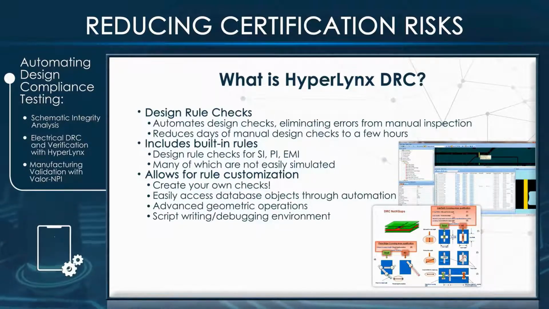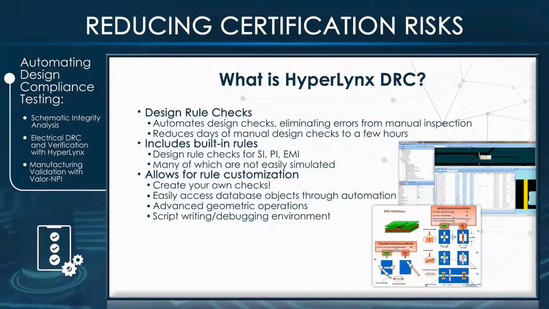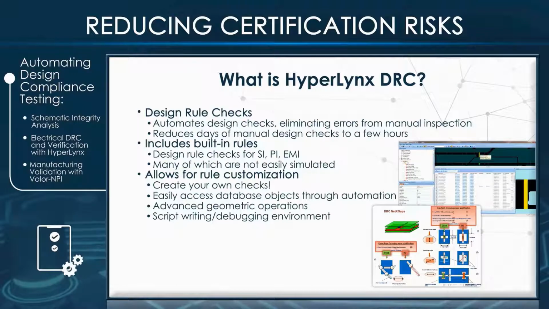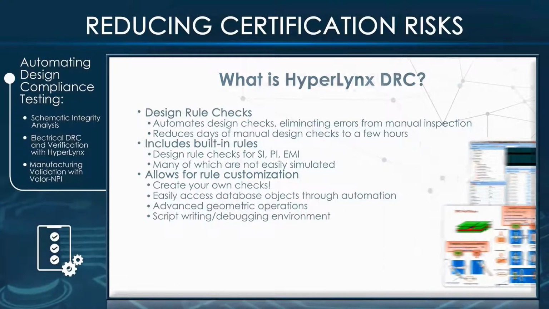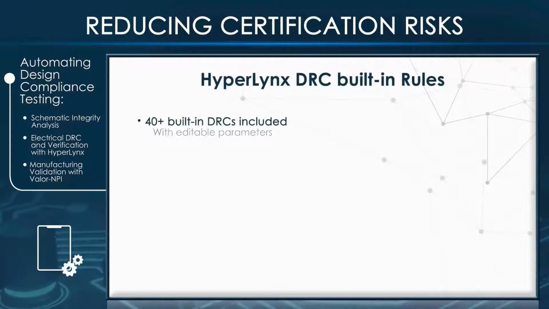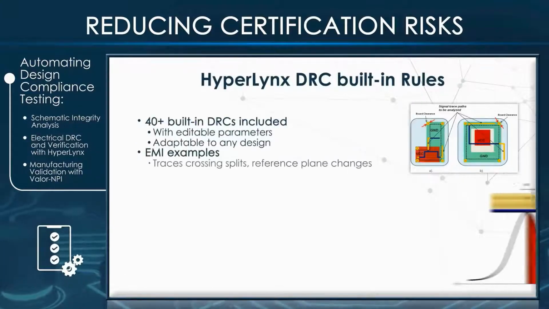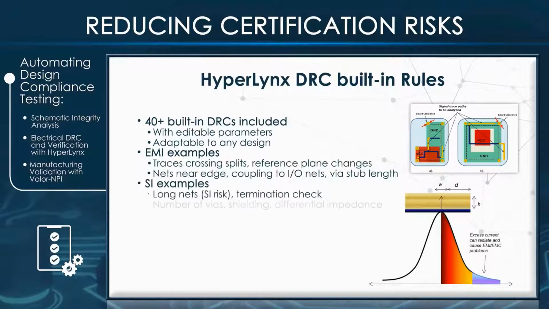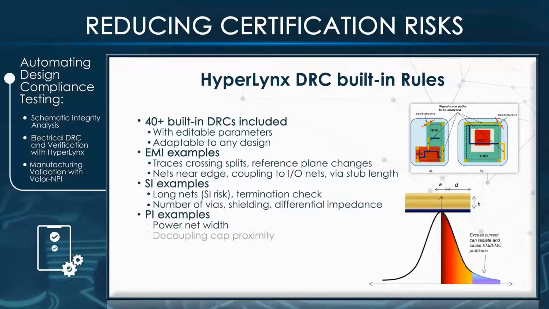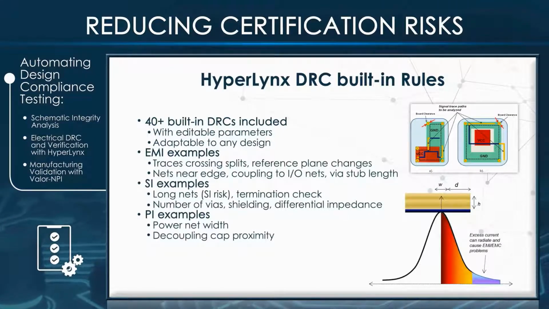HyperLynx DRC also has its own script writing and debugging environment, so you can write your own custom checks and include them in the tool. So whatever your PCB review process is, HyperLynx DRC can automate it. A lot of what's out of the box will cover the manual checks you run today. Right now, there are 40 plus built-in DRCs with editable parameters, so you can take your datasheet or app note, whatever you're trying to verify, put those values in, and it'll automatically check it for you.